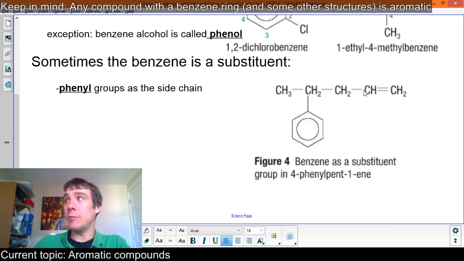Basically here we want the double bond as part of our main chain. So it's easier to name the benzene as a side chain. We call it a phenyl group. So this is 4-phenyl. Phenyl is this big benzene ring attached, right? Attached to number 4, pent-1-ene. Pent-1-ene, because the double bond is on 1. 1, 2, 3, 4, 5. That's pentene, pent-1-ene, and then the benzene is the substituent. That's phenyl. So phenyl refers to a benzene group.